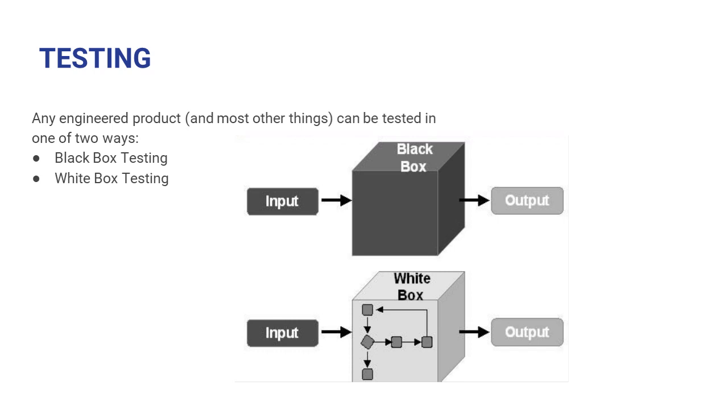As we have already seen, any engineering product can be tested in two ways. The first test approach takes an external view and is called black box testing, and the second requires an internal view and is termed white box testing. In this video, we are going to see in detail about black box testing.